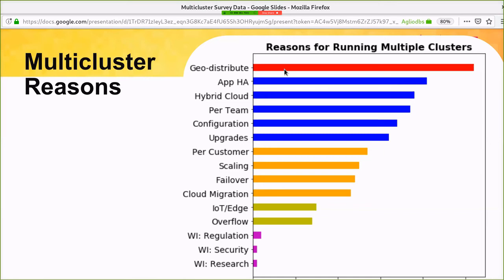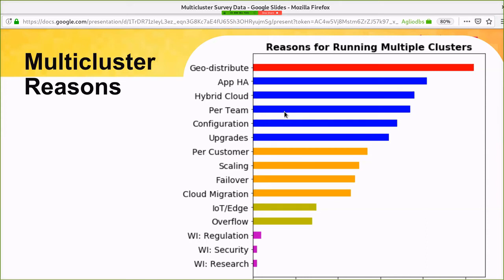Then we have another group of use cases that is common to more than half of respondees, but only slightly more than half. And that's application high availability, hybrid cloud, which we defined as running multiple hostings. So it could be either several different cloud providers or a public cloud provider and on-premise, but running in more than one cloud. And per team distribution of clusters.